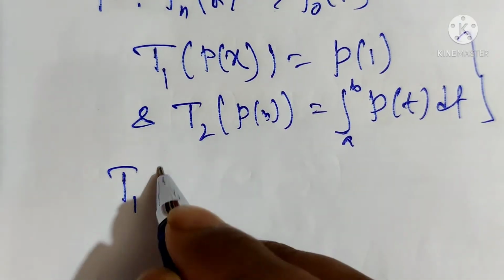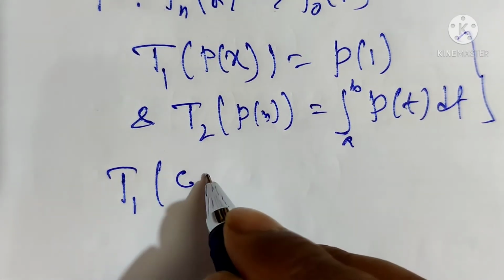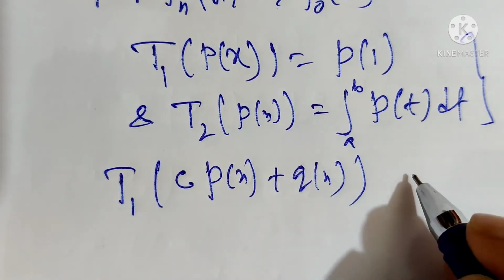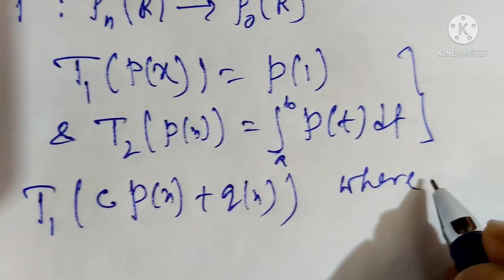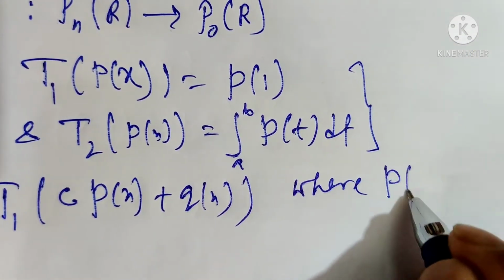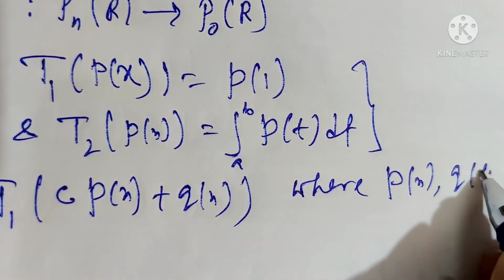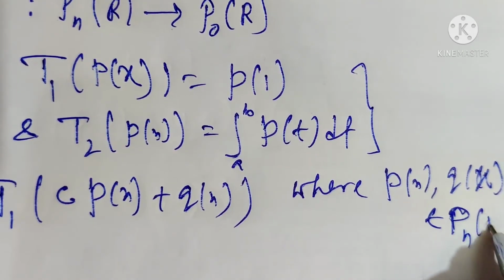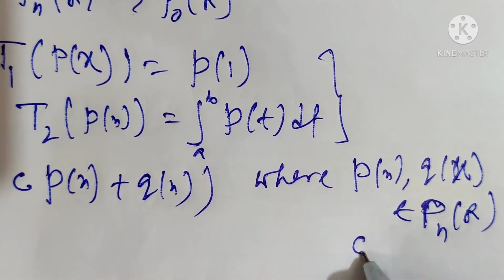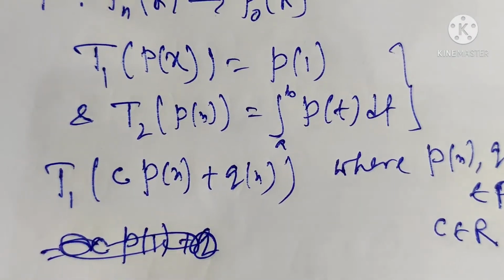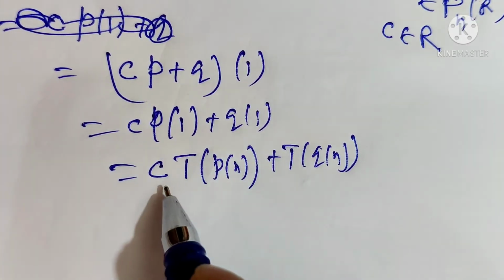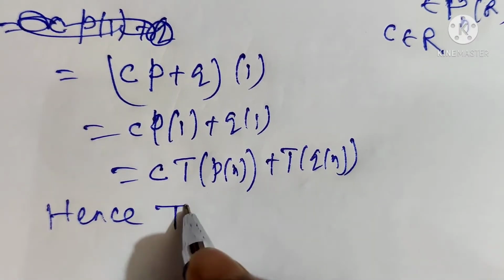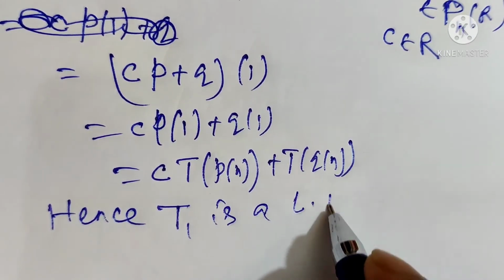First, T1 of (c P(x) + Q(x)), where P(x), Q(x) belong to P n R, c belongs to R. That equals c of P1 plus Q1, that equals c T P(x) plus T Q(x). Hence, T1 is a linear transformation.